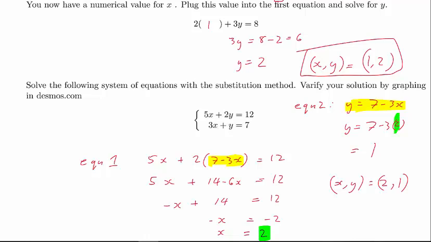And you can check this ordered pair by substituting 2 and 1 into equation 1. When you do that, you'll find that you get 5 times 2, which is 10, plus 2 times 1, which is 2. 10 plus 2 is indeed 12. So yes, that does work.